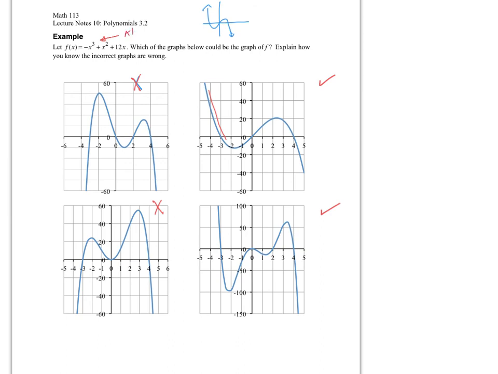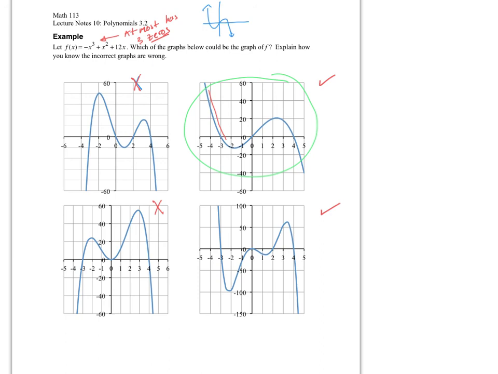So this one means at most 3 zeros, which we talked about zeros last time. Notice that this one has 1, 2, 3, but this one has 1, 2, 3, 4. So for that reason, even though this has the right shape, this cannot be the graph. So the actual solution in this case is this, and that's it, right?